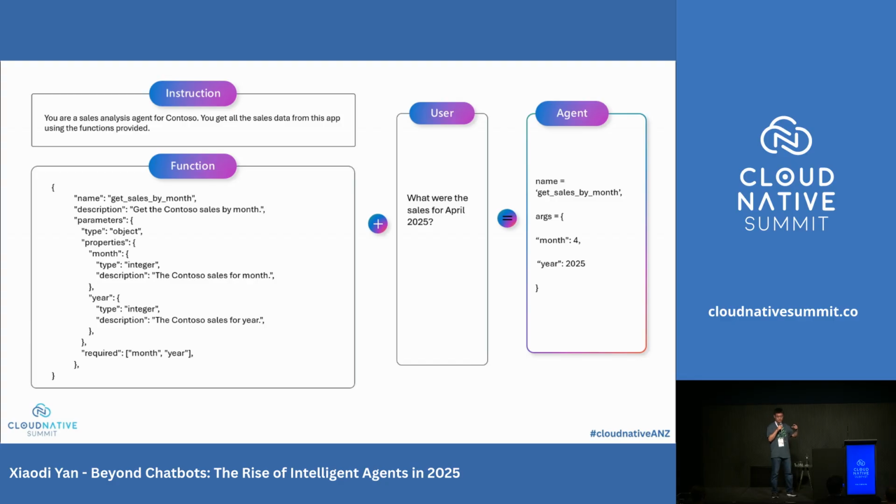I'll send this function definition to the LLM along with user input, and then the LLM can decide when to call this function. So it will give me some response, like on the right side. If I ask the question, what was the sales for April 2025? the LLM can decide, okay, I have a function available here, then I can give you the function name and the parameters extracted from the question. You can see the args include month and year, right?